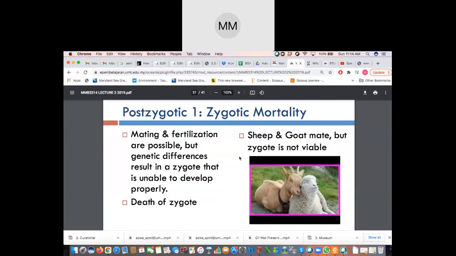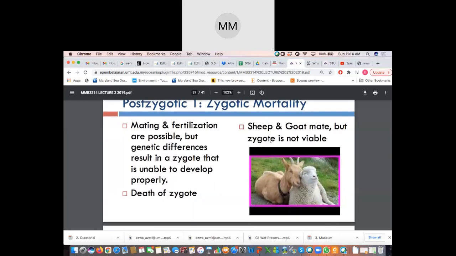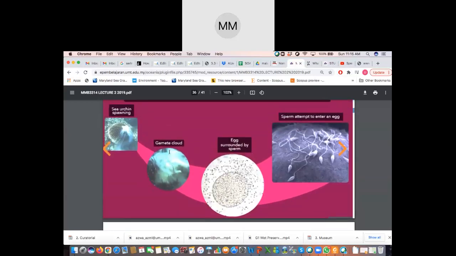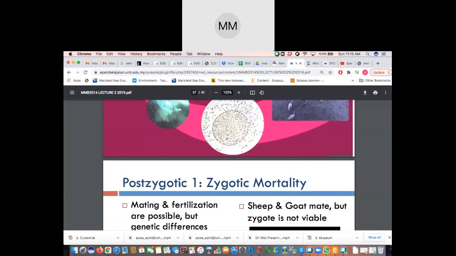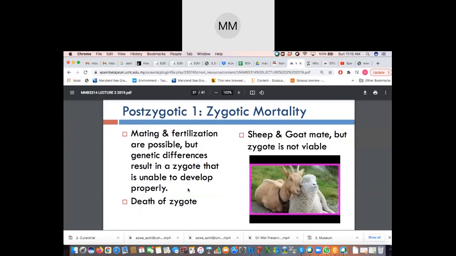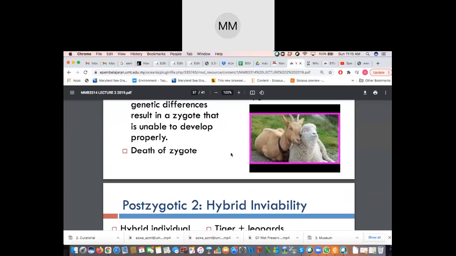Okay, so in a case of a sheep and a goat, they might mate, but then there's no zygote formation, or in the case the zygote forms but it dies. Okay, actually that's a better way to term it. The zygote forms, but it does die. If it doesn't form at all, then it covers all the prezygotic forms. But postzygotic is the zygote forms, but it either dies or it's not fertile and whatnot. So this is the first form, I would say.